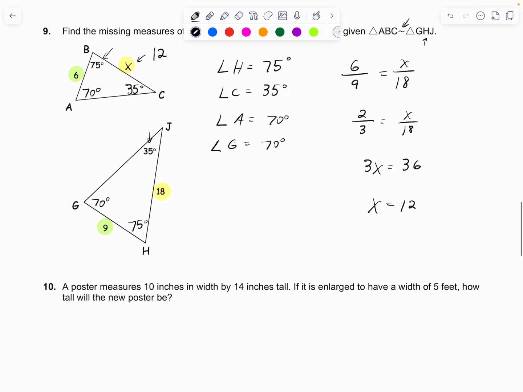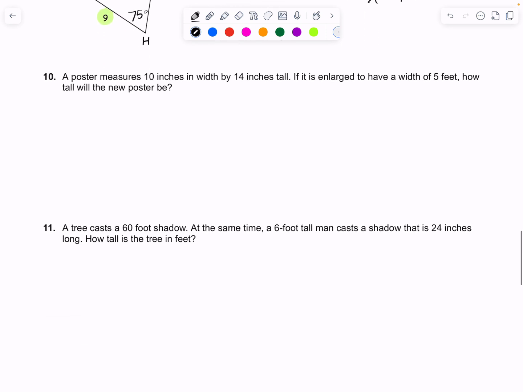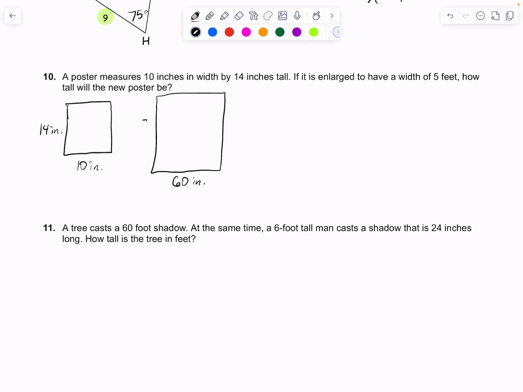Okay, let's go ahead and I'll do number 10. Number 10. A poster measures 10 inches in width by 14 inches tall. So a poster is 10 inches in width and 14 inches tall. Okay, if we enlarge it, so I'm going to make this bigger, obviously not to scale. We enlarge it to have a width of 5 feet. 5 feet is 60 inches, so 60 inches. How tall will the poster be?